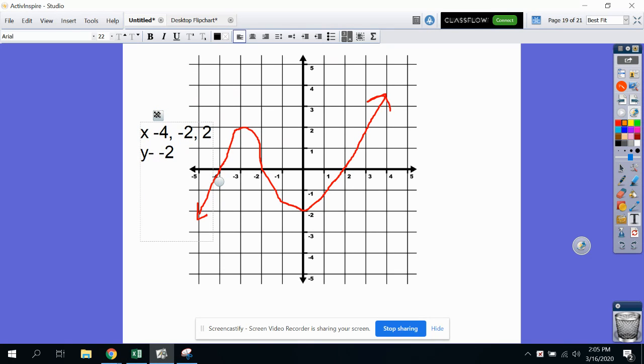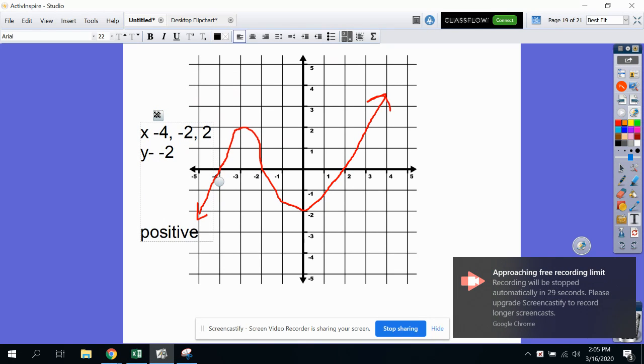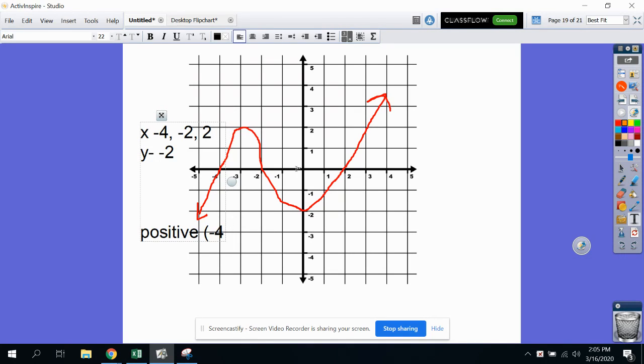Okay, now positive and negative. So it is positive in this case from -4 to -2. Positive again from 2 to infinity, where it's above the x-axis. Negative from -infinity to -4, and from -2 to 2.